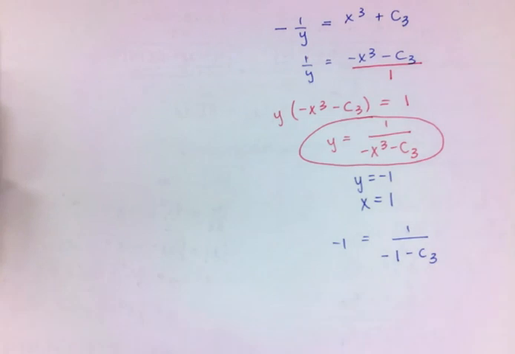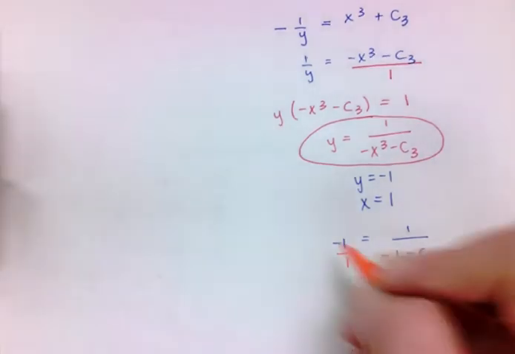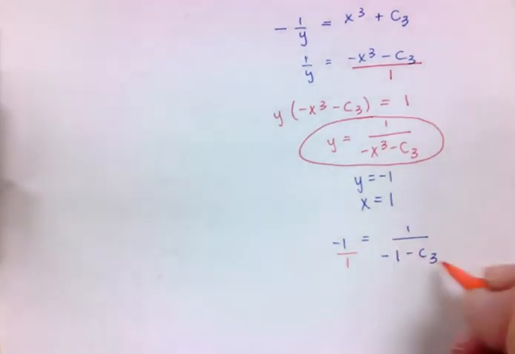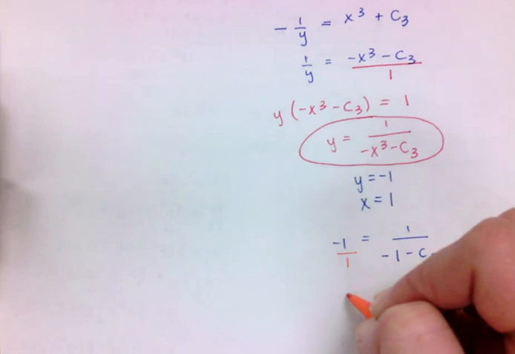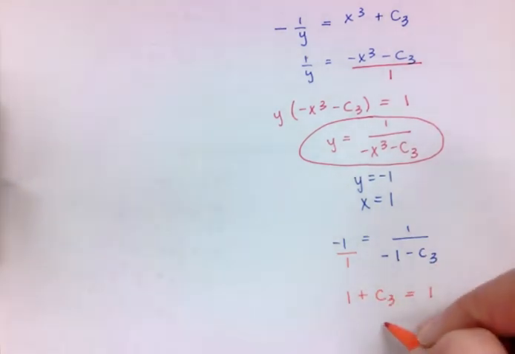Okay, and then if you would like to, you can cross multiply, or however you know best how to do this. If you do cross multiply, you would have to distribute that negative 1, so you get 1 plus C3 equals 1. Subtract 1 on both sides, and you find out that C3 is 0.